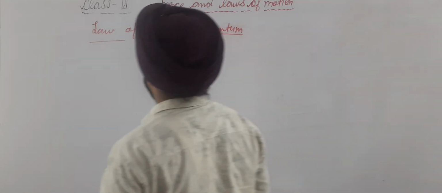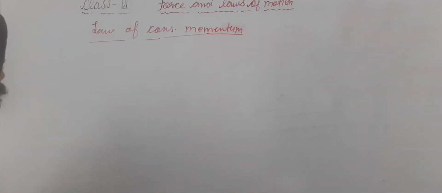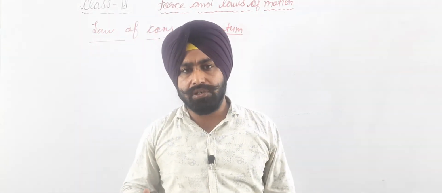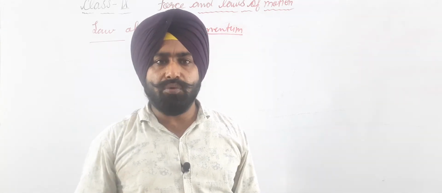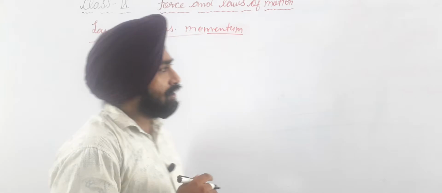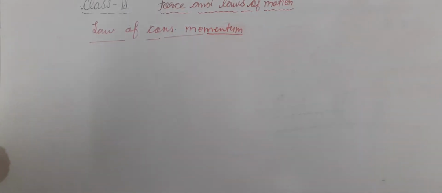So let us start the law of conservation of momentum. The law of conservation of momentum says the total momentum of the objects remains constant. So how is it? Let us start the derivation here.